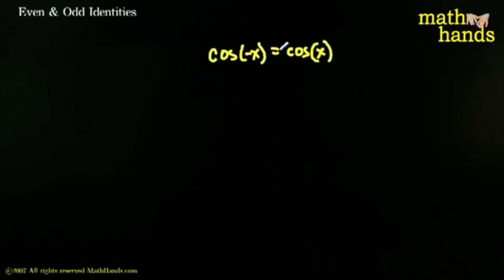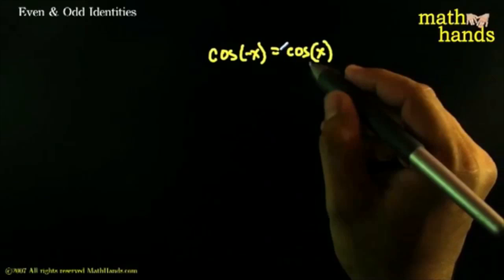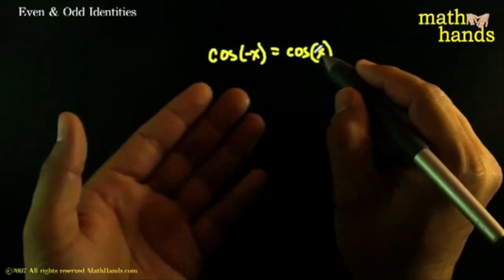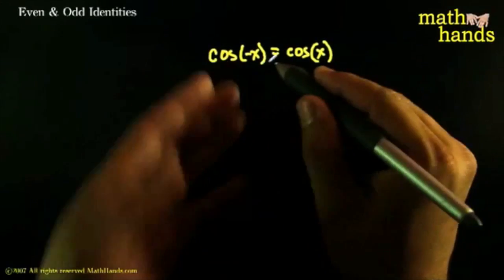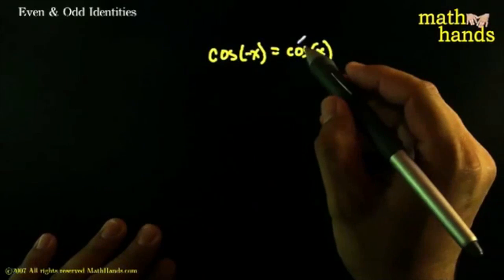Let's do it. Okay, so here's the first one. Cosine is an even function. Cosine of x for any angle x is the same thing as cosine of the negative x. And what we want to do is prove it.